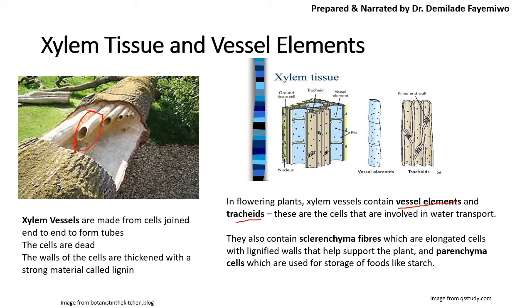Something I have noticed is that it is just important for you to learn the different aspects or the different parts of a xylem vessel. For example, you need to know that the sclerenchyma fibers are elongated cells that help to support the plant, while the parenchyma cells are used to support food storage, such as starch. But these are not necessarily things that you might be asked in the exam, but I often advise my students to please learn them because you never know when a question will creep up on you.